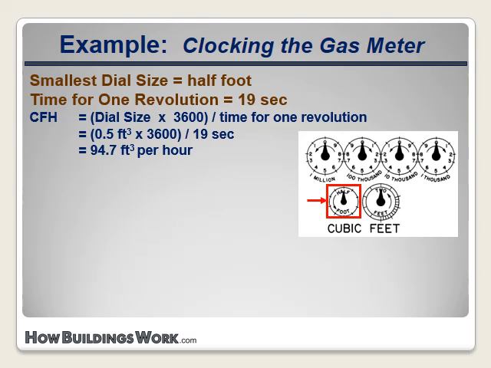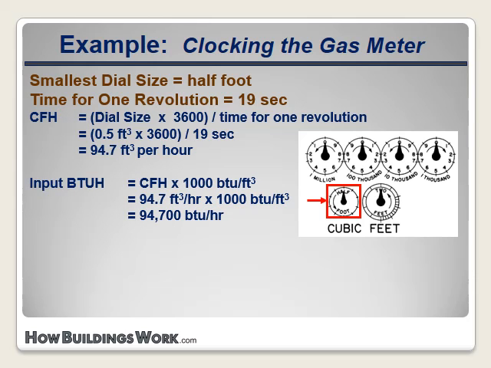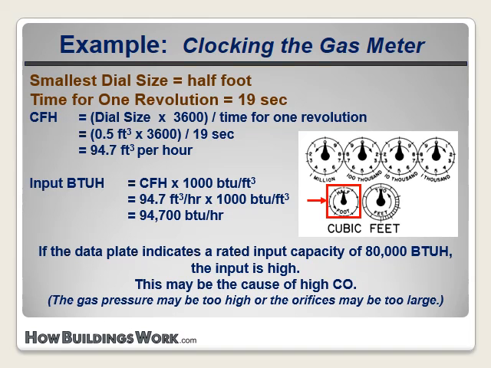The result is a gas flow rate of just under 95 cubic feet per hour. Since every cubic foot of gas contains about 1,000 BTUs, that means that about 95,000 BTUs per hour of gas is flowing to the appliance. If we look at the data plate on the furnace, and it states that the input capacity is 80,000 BTUs per hour, we know that the flow rate is significantly higher than it should be, and this might be the cause of the high carbon monoxide generation.